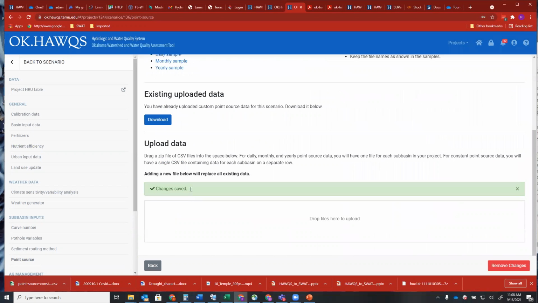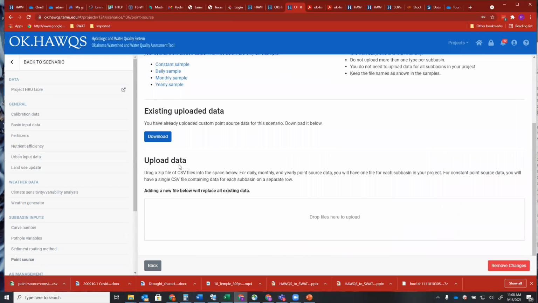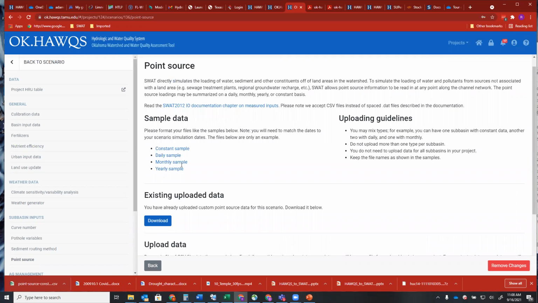So I have uploaded the point source data for one watershed, or one subbasin. Like this, you can add as many subbasins as you want. If it is a constant, you can put it. If it is daily, you can download and do the same thing. So we have a template here.